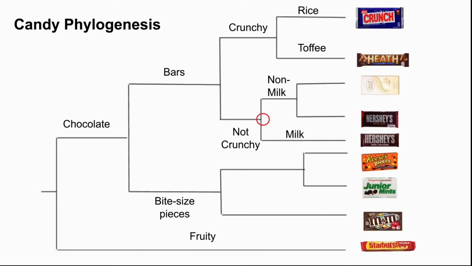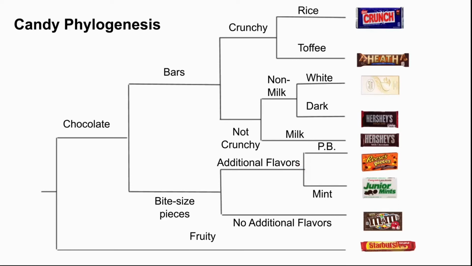Next, the uncrunchy bars split into milk and non-milk chocolate. The non-milk chocolate splits based on being dark chocolate or white chocolate. As for our bite-sized chocolate, cladogenesis occurs based on if the candy contains additional flavors or not. Finally, the split occurs based on if the additional flavor is peanut butter or mint.